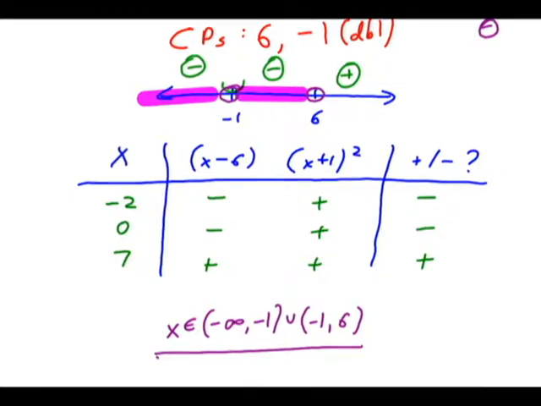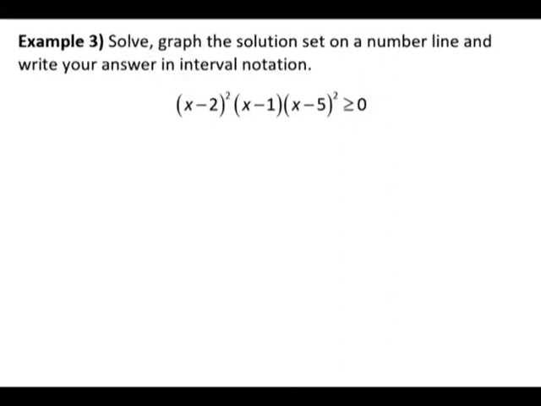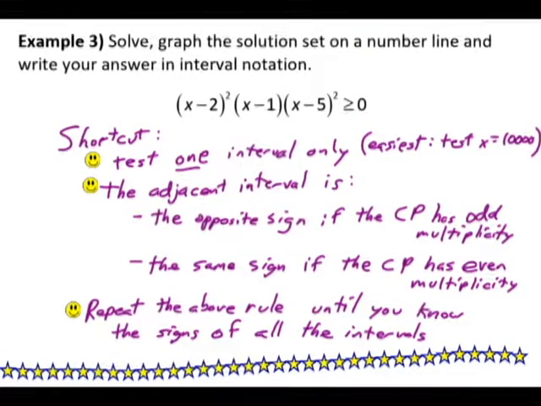What that means is that all we need to do is test one region, and then we can infer the other signs by the multiplicities of the roots. I'll write out the shortcut at the top of the next example, and then you can try it out. Take a moment to digest this and copy it down, and then try the problem.